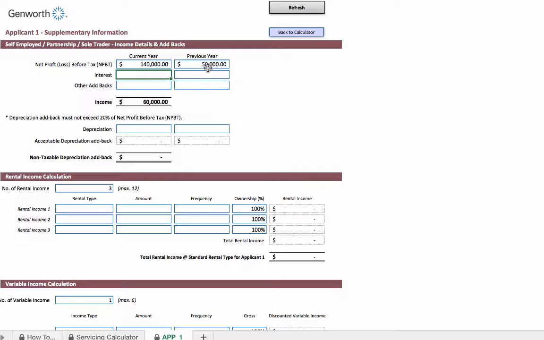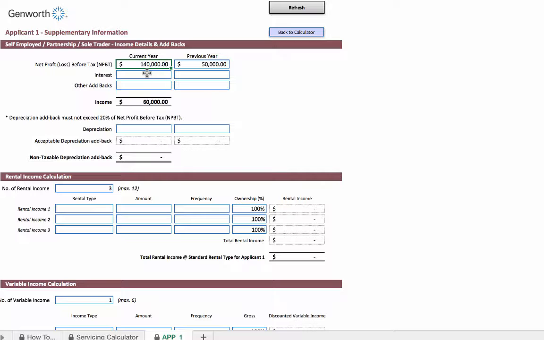And the reason that is, if there is a significant difference between these two, they will not take more than 120% of the lower of the 2 years, because it's a little bit unstable. You know, you've had a big increase. So if Johnny needed more than $60,000 to service his loan, he's going to have to choose a bank that's going to go off just the current year and not average him out.